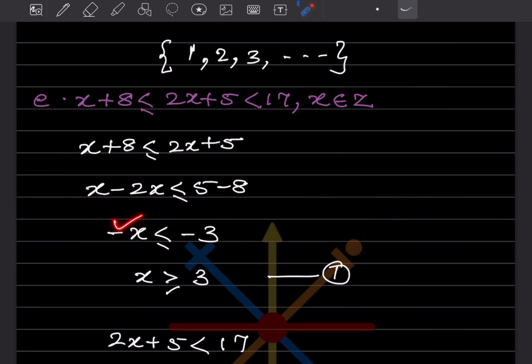So now you will see the minus sign on both the sides. Whenever you see minus on both the sides, we have to change the inequality sign. So this was less than or equal to, so this is going to be the more than or equal to sign. So this we will consider as equation number 1.